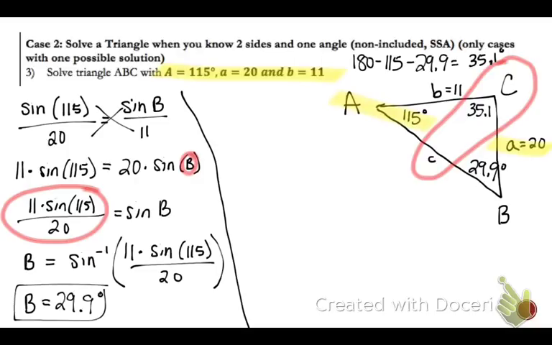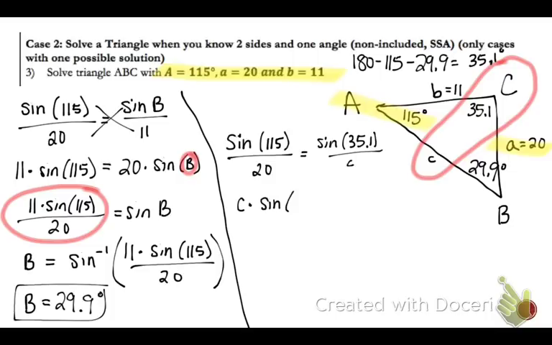Okay, the only part I have left to solve for is little c, so we're going to use our A's again because that was what we originally were given. Sine of 115 over little a, which is 20, equals sine of 35.1 over little c, which is what we're trying to find. All right, cross multiply. We're trying to solve for c, so to get c alone, we're going to divide both sides by sine of 115.